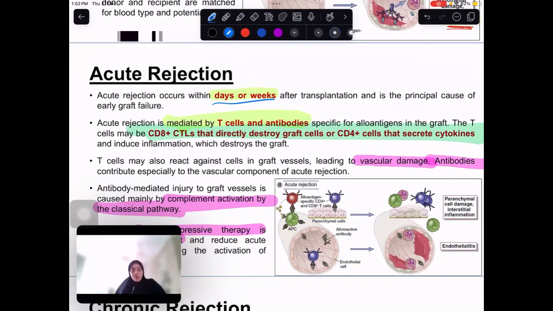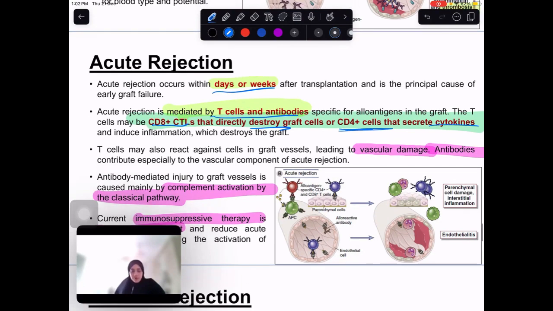Why? Because in this case, we're using T cells and antibodies. The first one, hyperacute, was within a few minutes because I already have circulating antibodies. For acute, it takes a bit more time because we're making use of T cells as well. Again, the same way, CD8 cells will start to destroy the graft directly, or CD4 cells are going to be secreting cytokines, the same way that we have mentioned.